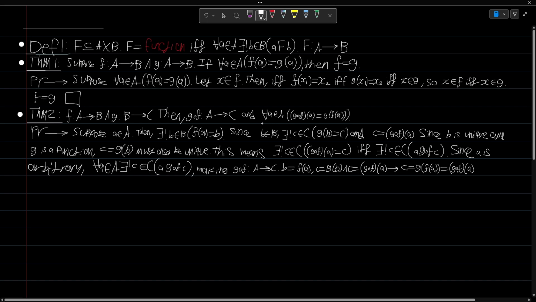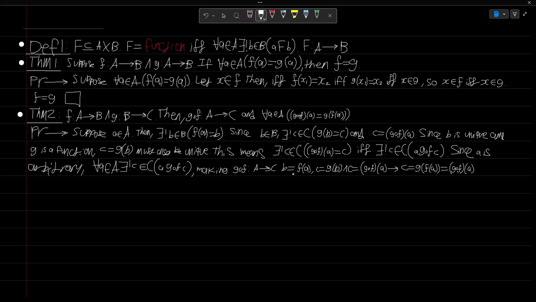And to prove this second part, we notice that, after existential instantiation, b was f of a and c was g of b, and since c was also g after f of a, then plugging in b equals f of a for g of b gets g of f of a is equal to g after f of a.